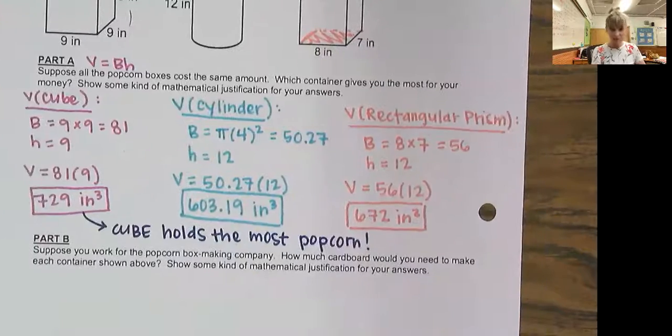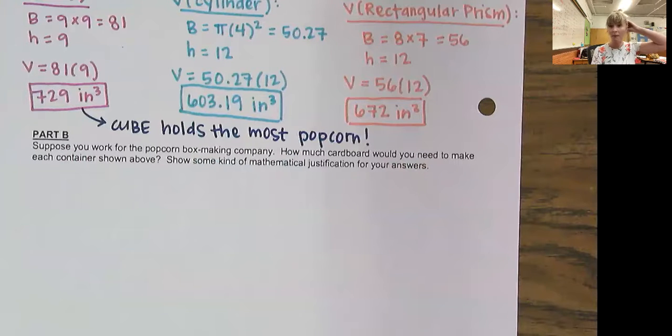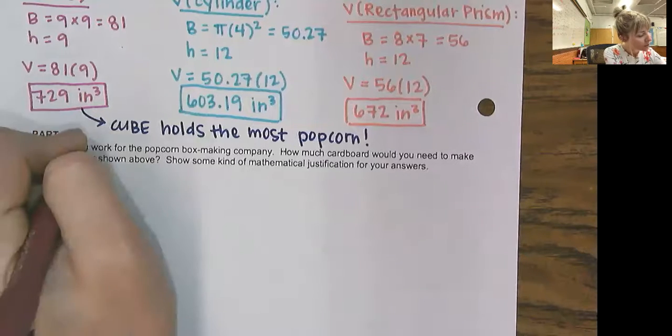Part B asks a different question. Suppose you work for the popcorn box making company. You're making the boxes now. How much cardboard would you need to make each container shown? This is no longer about how much popcorn it's going to hold. It's about how much material you need, which of course means this section is all about surface area.